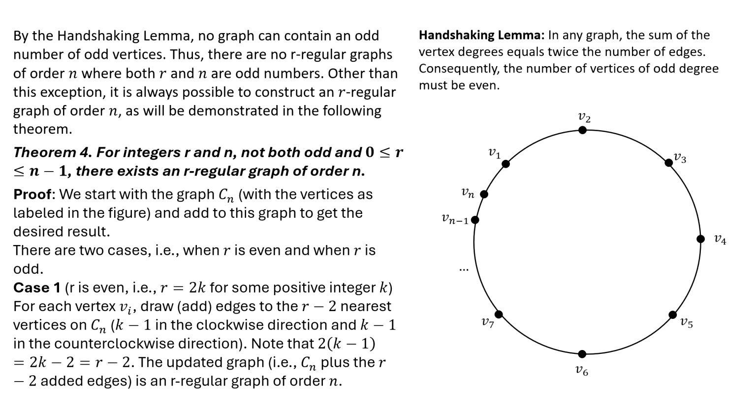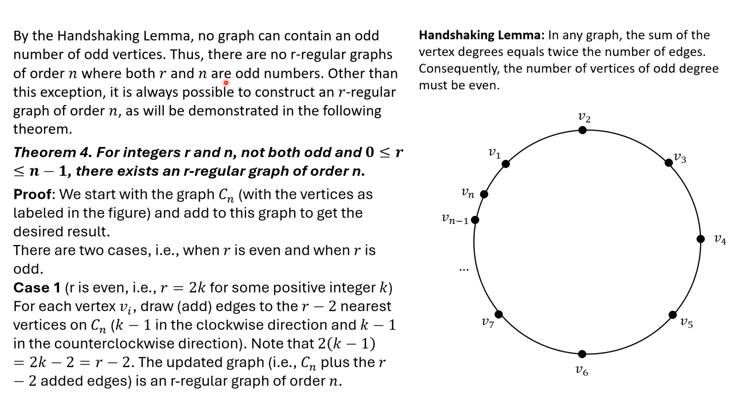On this slide and the following slides, I'm going to talk about a construction proof where we can build a regular graph of any degree that we want, except for one exception, which I'll mention here at the top. By the handshaking lemma, which I've copied here for your reference, but we did talk about this in the previous lesson, no graph can contain an odd number of odd vertices. Thus, there are no r regular graphs of order n where both r and n are odd numbers.